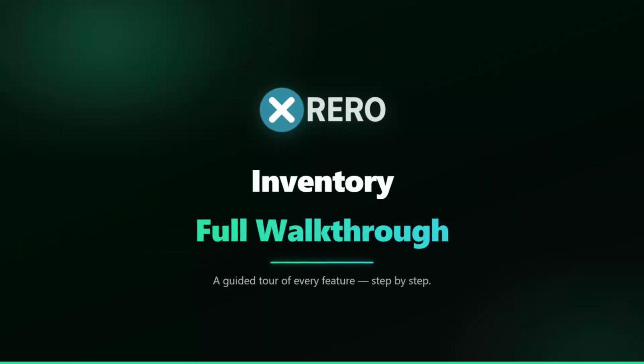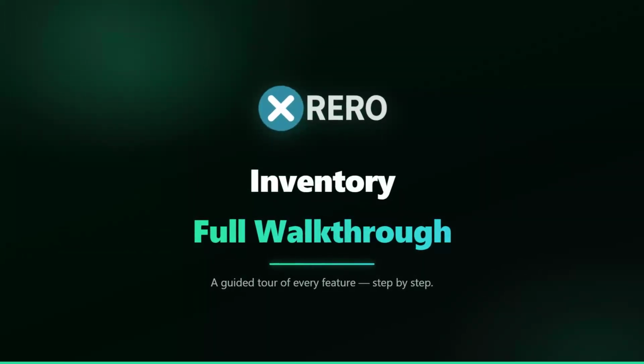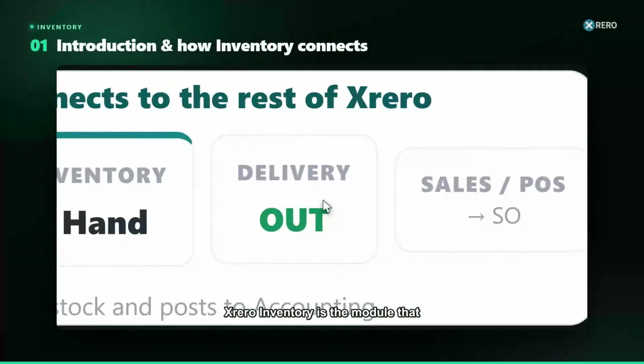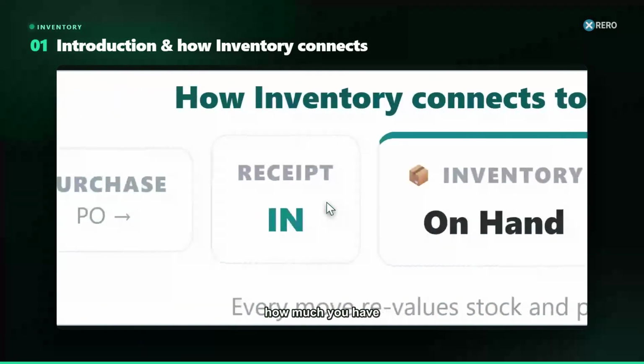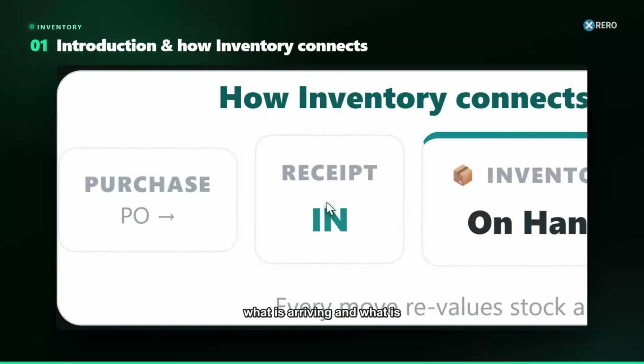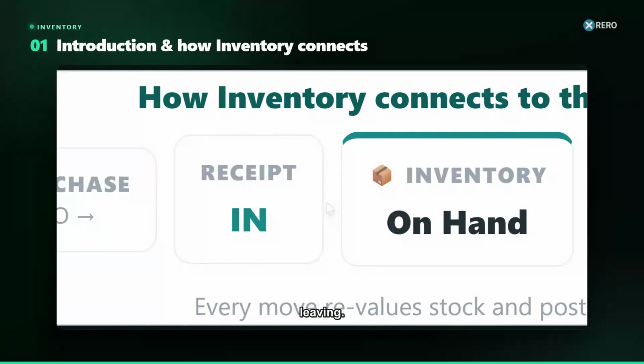Welcome to Xrero Inventory. Let's dive in. Xrero Inventory is the module that tracks every physical item your business holds. How much you have, where it sits, what is arriving, and what is leaving.